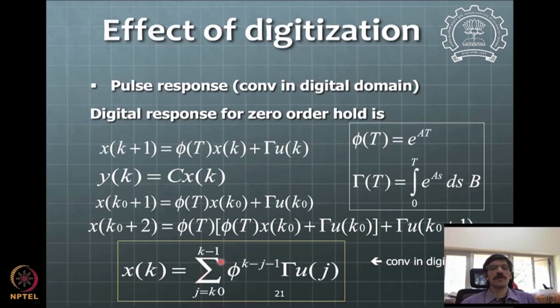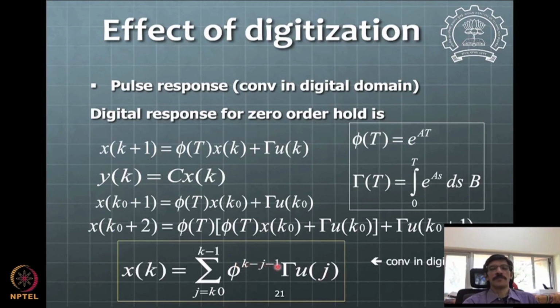So this is how the system response will come out. And if you see this carefully, this is similar to what we have as a convolution in the continuous domain. So this is a convolution in the discrete domain, similar to convolution in the continuous domain. So this part here, if you see, has k minus j, or k minus 1 minus j kind of a form, and this is a j form. Okay, so j and k minus j kind of forms are there.